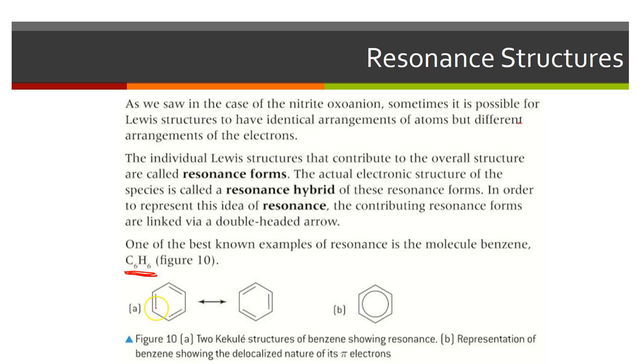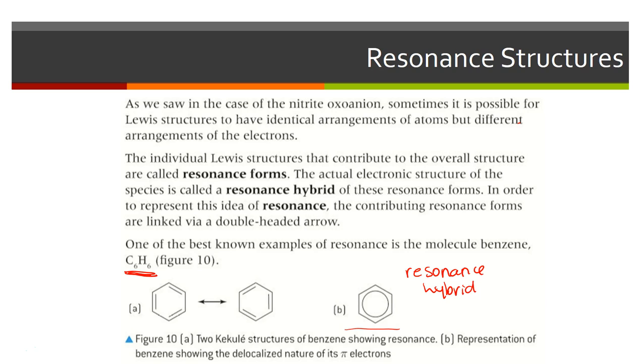Okay, and then what we get is this alternating pattern of double bond, single bond, double bond, single bond, double bond. But if we put those on the alternate carbons, we get this structure here. But what we discover is that the overall structure is a resonance hybrid, which is somewhere in between the two.